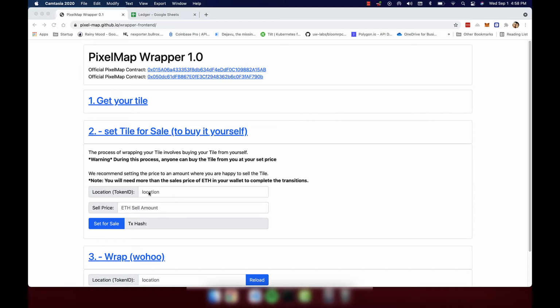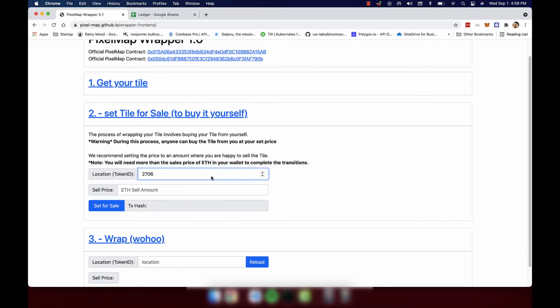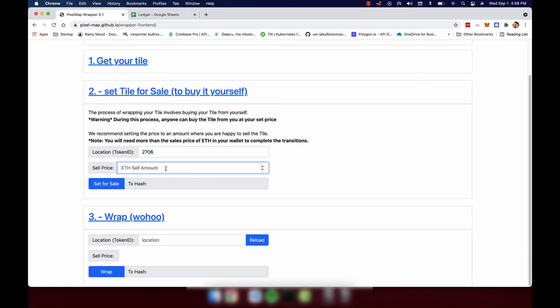So to get started, I'm just going to take a tile that I own. So in this case, I'm going to do tile 2706. And then what I have to do, and this is unfortunately because in the original 2016 contract, I didn't think about needing to transfer a tile to a specific person. I thought that people would just want to sell it and it didn't matter who would get it. So essentially to wrap it, what you have to do is you have to set your tile for sale, and this is the risky part because when you do this, anyone out there could buy it basically before you do.